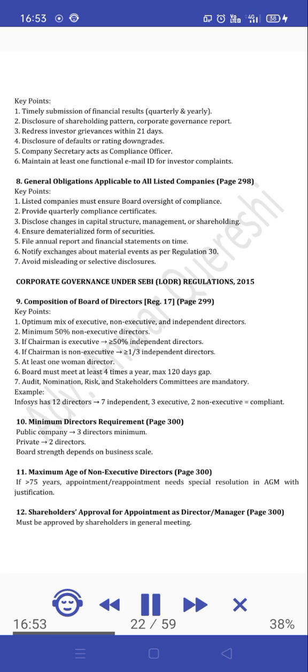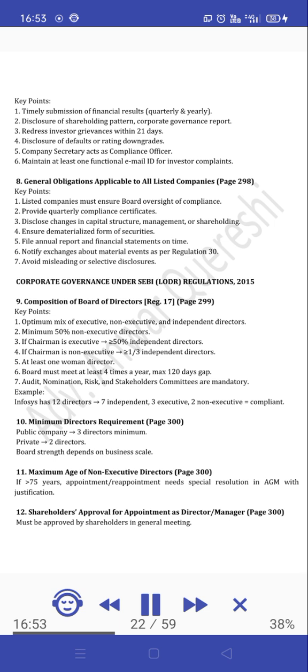7. Common obligations of listed entities, page 298, key points. 1. Timely submission of financial results quarterly and yearly. 2. Disclosure of shareholding pattern and corporate governance report. 3. Redress investor grievances within 21 days. 4. Disclosure of defaults or rating downgrades. 5. Company secretary acts as compliance officer. 6. Maintain at least one functional email ID for investor complaints.